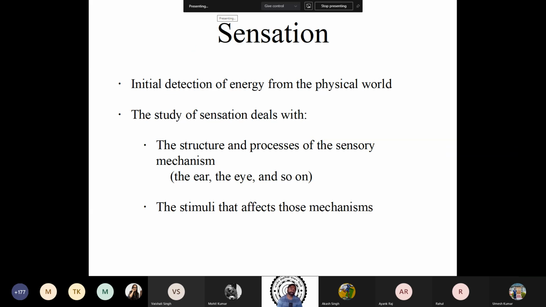So sensation, as distinct from perception, essentially means that this is a very early stage process. This is where you are just detecting energy through your different sense organs from the physical world, and those energies are pure energy. It could either be pressure when it's tactile, or it can be frequency, both for light and for sound.